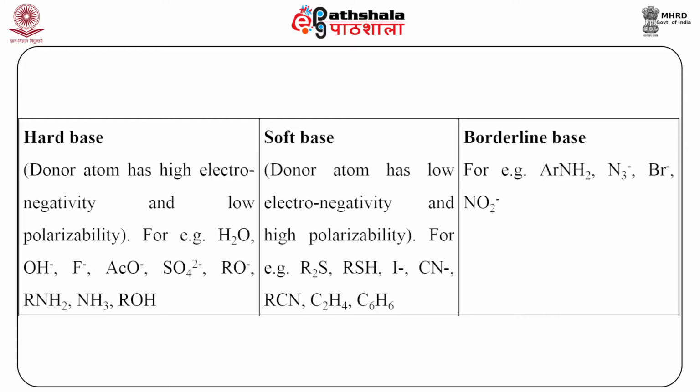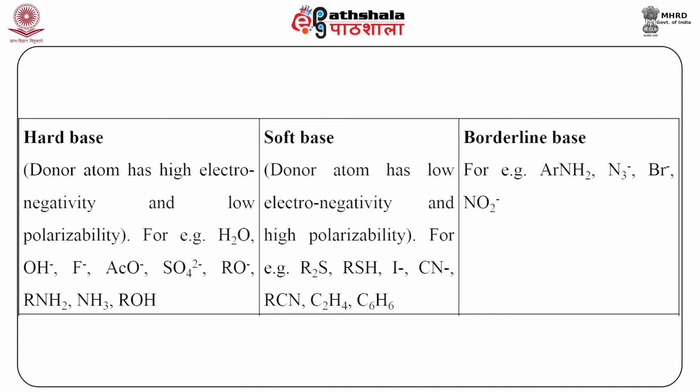Now, there are hard acid cases, there are soft base cases, and there are borderline bases also. So, hard bases are the ones in which the donor atom has high electronegativity and low polarizability. For example, we have water, hydroxyl ion, fluoride ion, acetate ion, sulfate ion, and the ether, RNH2, that is the primary amine, ammonia, and alcohols, that is aliphatic alcohols. Soft bases. What are soft bases?